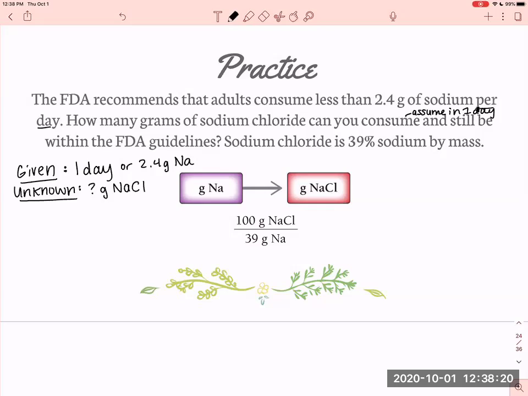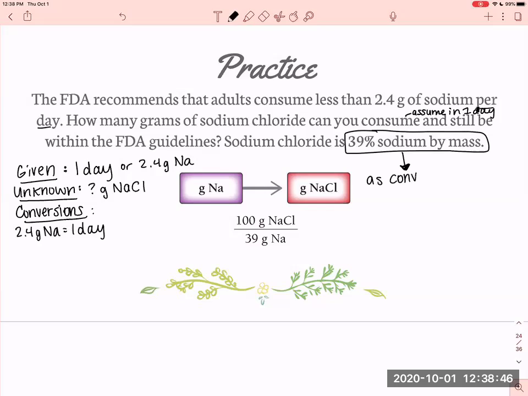So then they give me a conversion. I can say 2.4 grams of sodium equals 1 day. Totally use that. They also tell me this percentage. So the percentage is a conversion factor. What I want you to do when you're given a percentage and you think you're going to use it, you can absolutely use it as a conversion, or we can use it algebraically. You know which way I like.